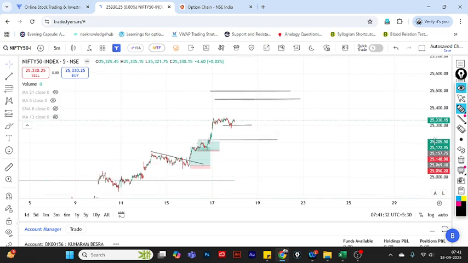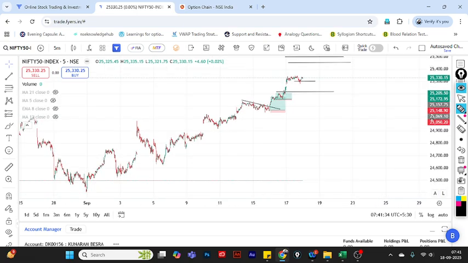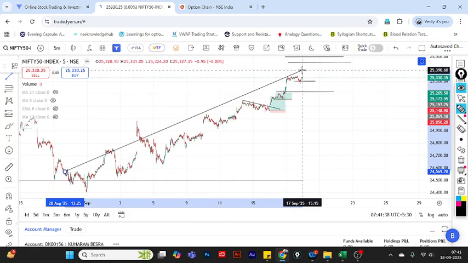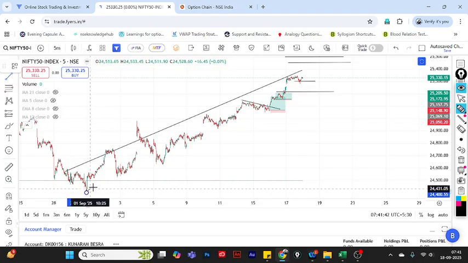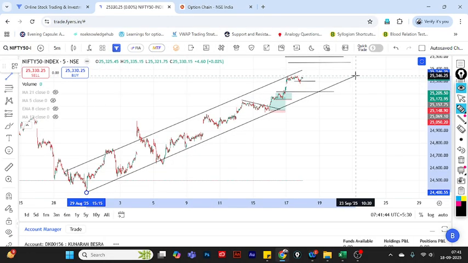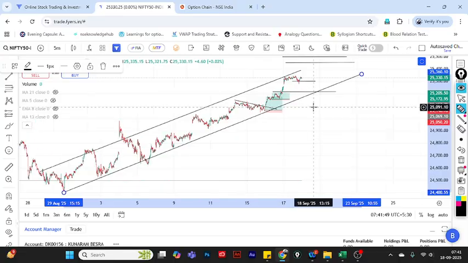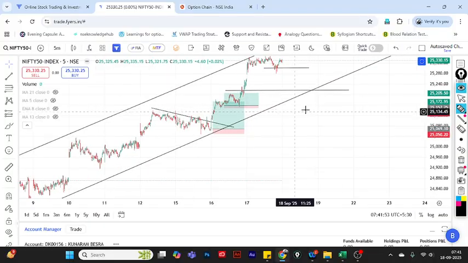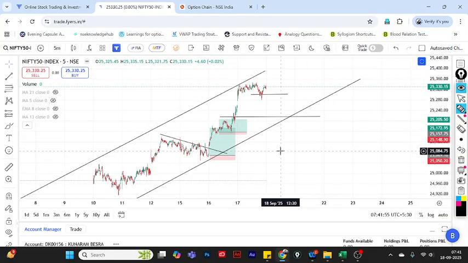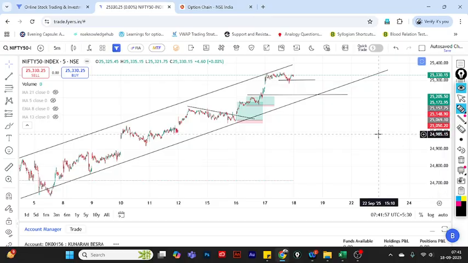Now we'll draw a trend line. So guys, if I draw a channel, you'll see the market always goes inside a channel. Whenever the market hits the upper channel, you have to plan for put, and when the market hits the lower trend line of the channel, you have to plan for the call side. See, let me draw.